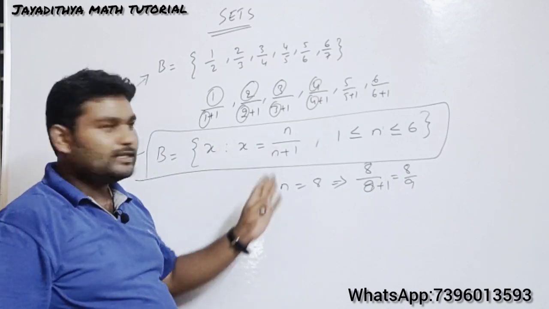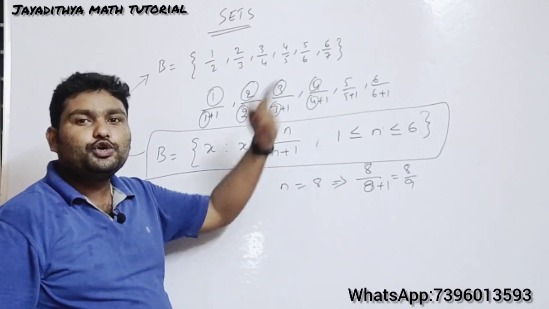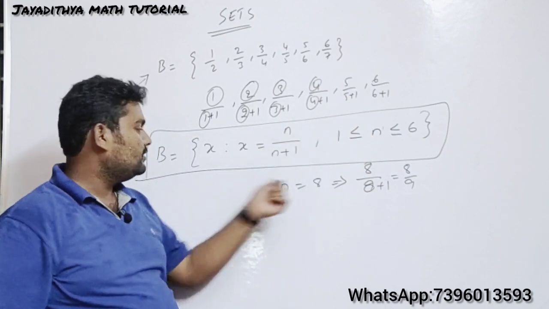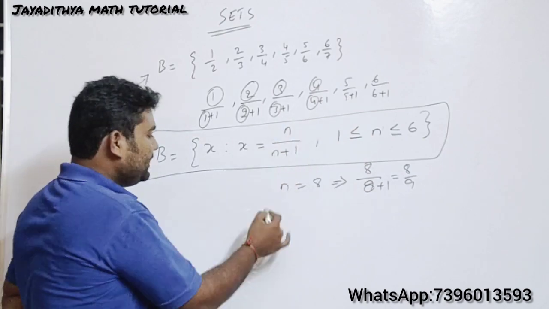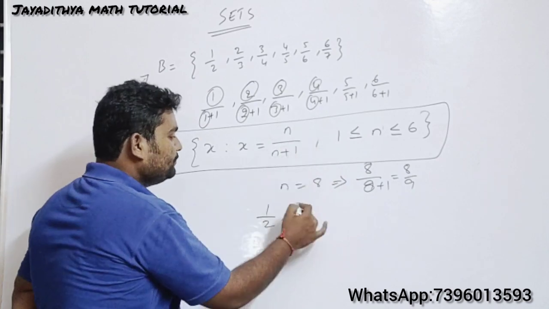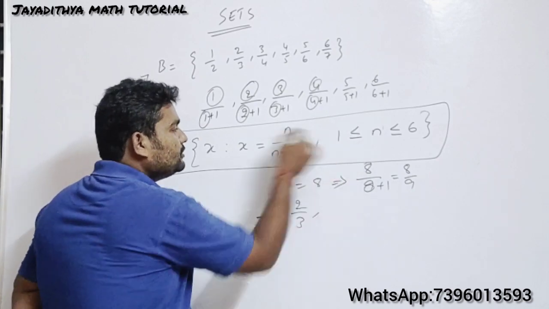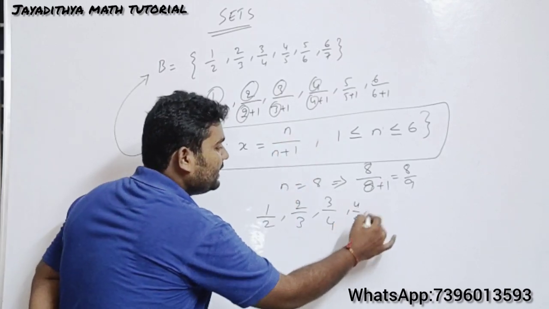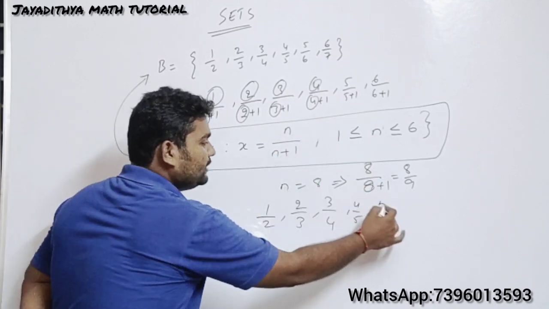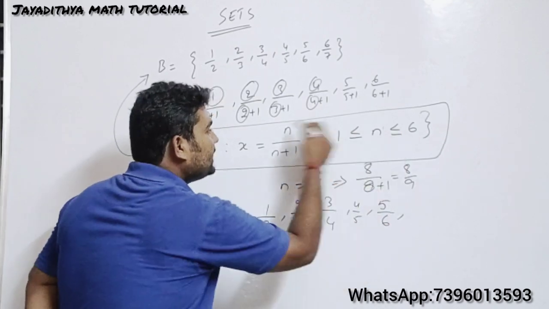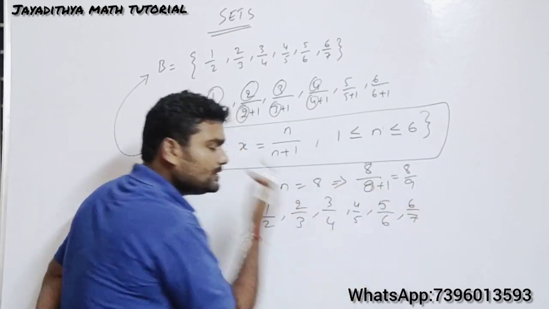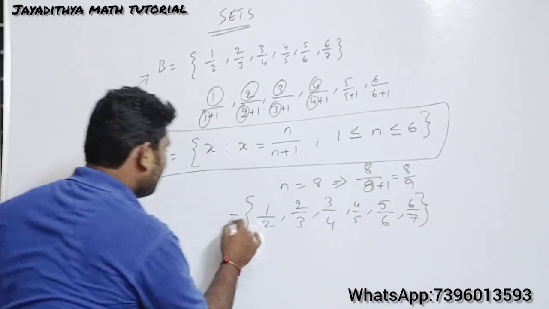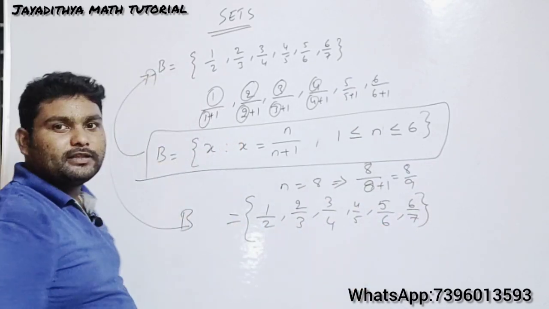For example, if the question is, convert the given set into roster form. So already we have the values here, so substitute each and every value. If you substitute 1 in place of n, you'll get 1 by 2. If you substitute n equals 2, you'll get 2 by 3, and if you substitute n equals 3, you'll get 3 by 4. If you substitute n equals 4, you'll get 4 by 5, and if you substitute n equals 5, you'll have 5 by 6, and if you substitute n equals 6, you will have 6 by 7. So the condition is satisfied here. These are all the elements of the given set B. This is nothing but again the roster form.